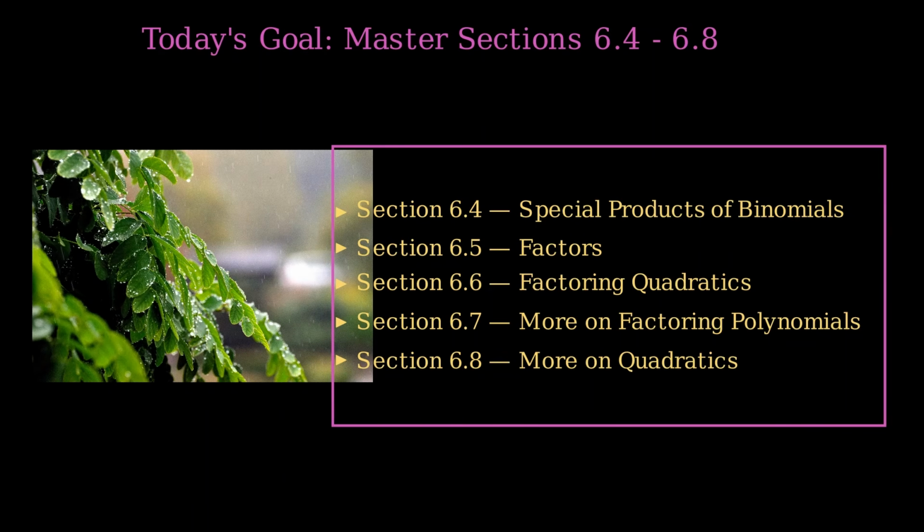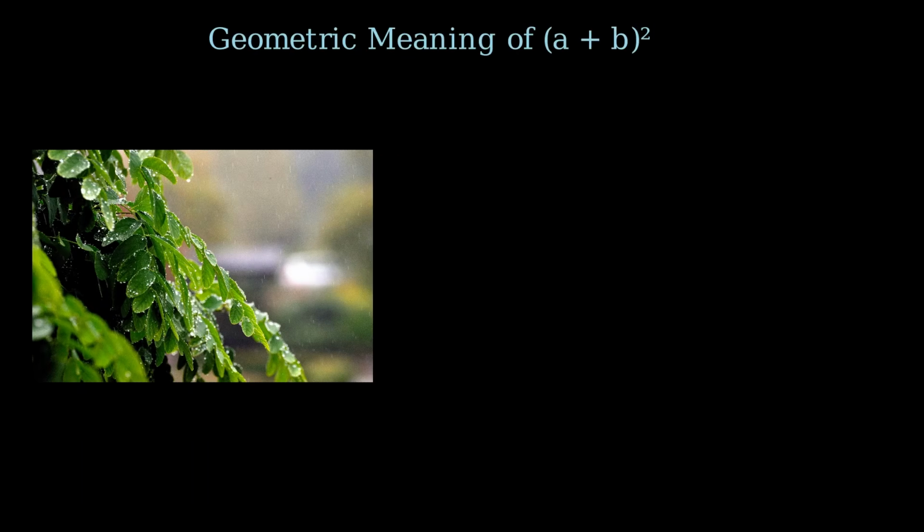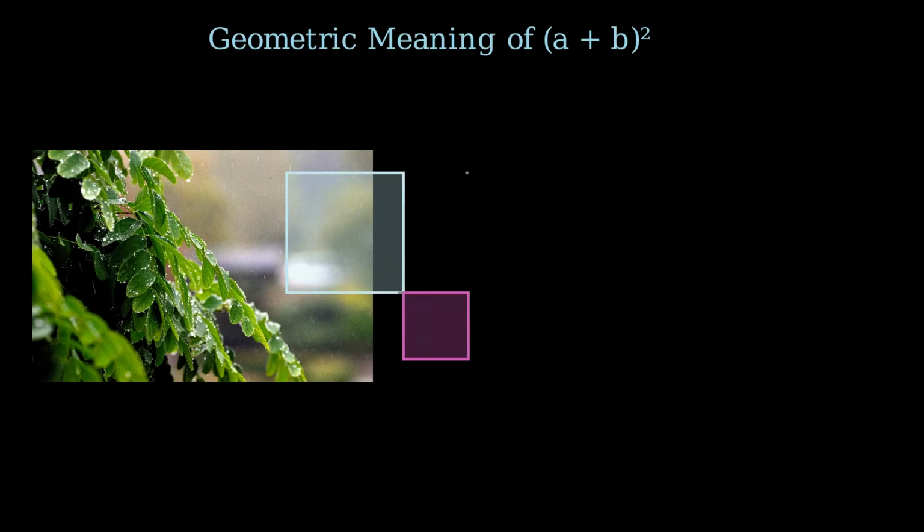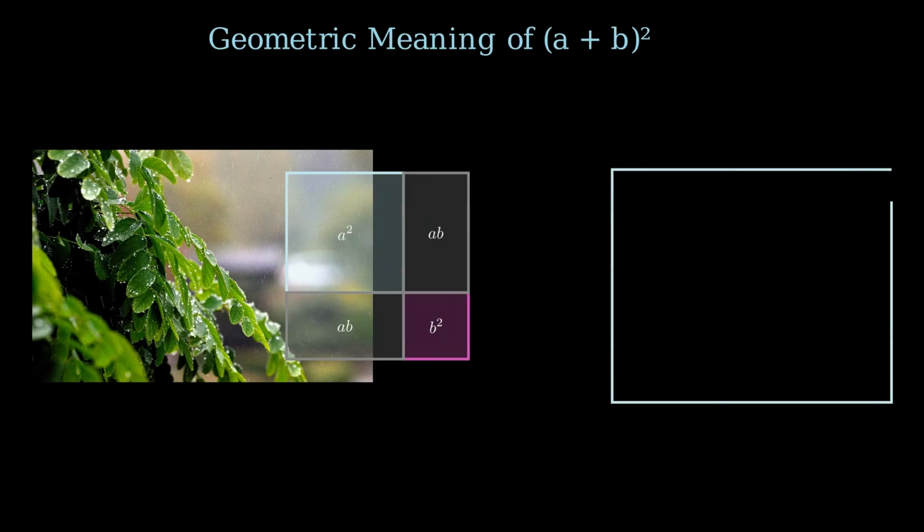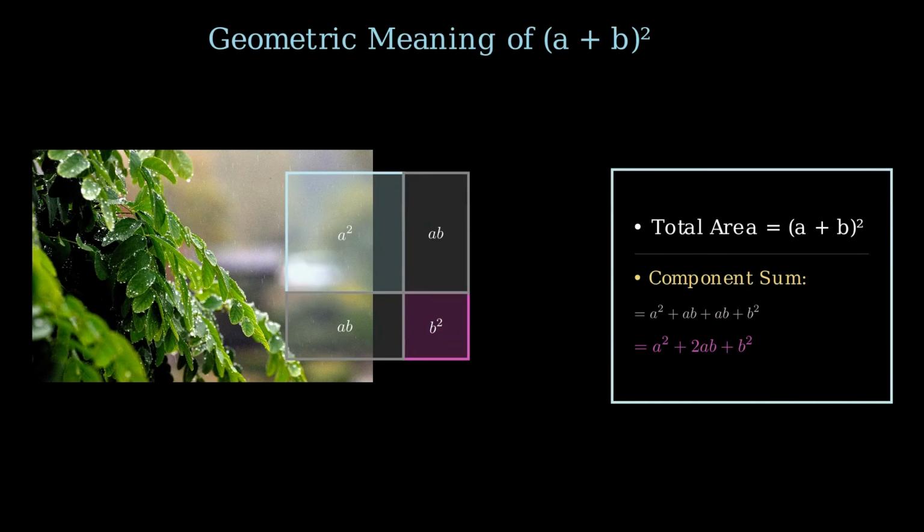Get ready to dominate special products and factoring polynomial quadratics. Let's explore the geometric meaning of special binomial products. Consider a large square with a total side length of a plus b. We can divide this large square into 4 smaller regions. One square with area a squared, another square with area b squared, and 2 identical rectangles, each with an area of ab. This visually explains the expansion formula.